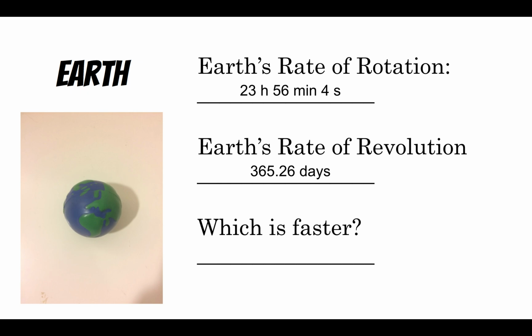Which is faster? Well, the rate of rotation, remember, is about 1 day. The rate of revolution is about 1 year. So which is faster? Earth's rate of rotation. It spins faster than it moves around the sun.